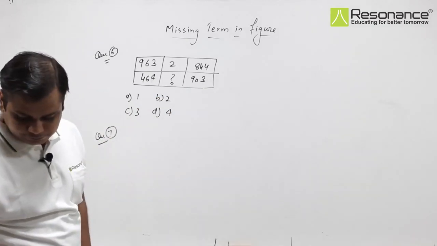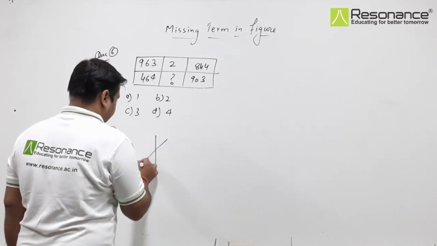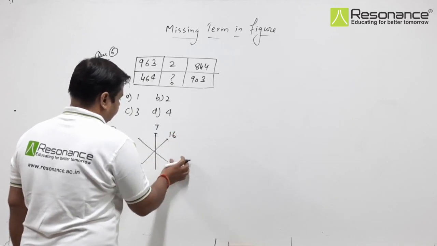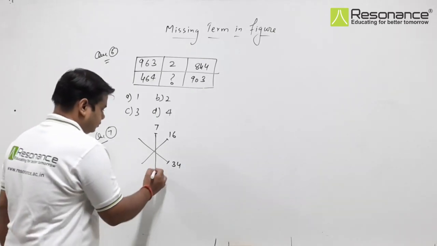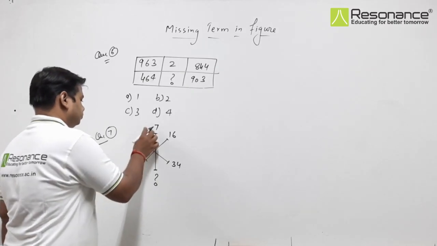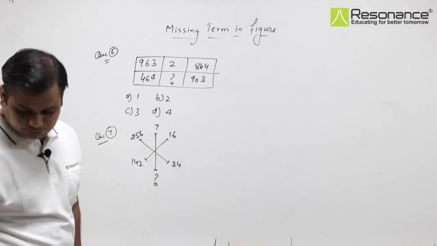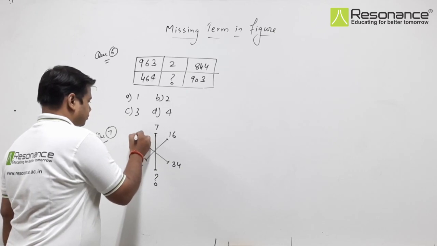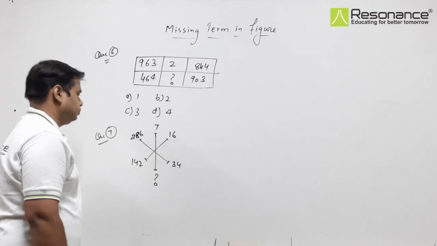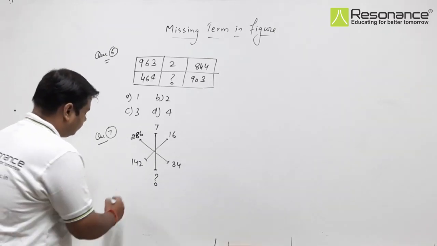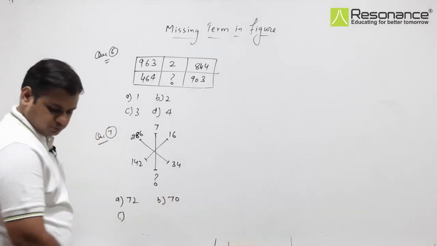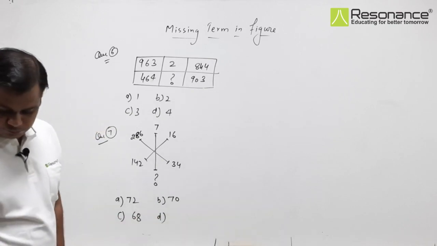Another question we have: 7, 16, 34, question mark, 142, 256, sorry, 286. Okay, the options are 72, 70, 68, 66.